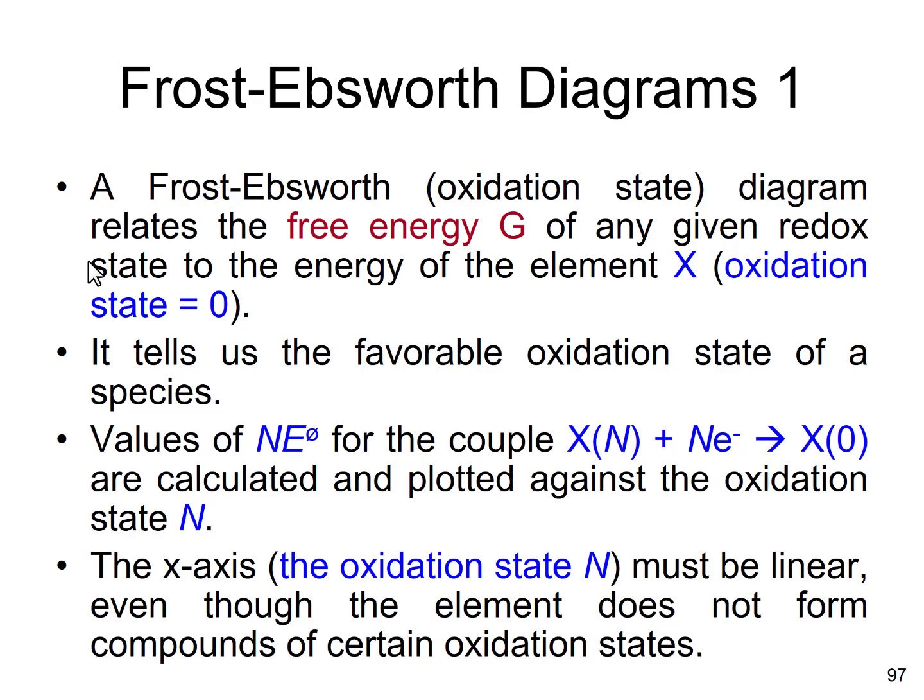Now, a Frost-Ebsworth diagram is a diagram that relates the free energy G of any given redox state to the energy of the element X in the oxidation state 0. The Frost-Ebsworth diagram also tells us the favorable oxidation state of an element in its compounds. In this diagram, the values of N times the redox potential for a particular couple are calculated and then plotted against the oxidation state N. The x-axis of this diagram would depict the oxidation state N, and it must be linear, although some elements do actually not exist in certain oxidation states.